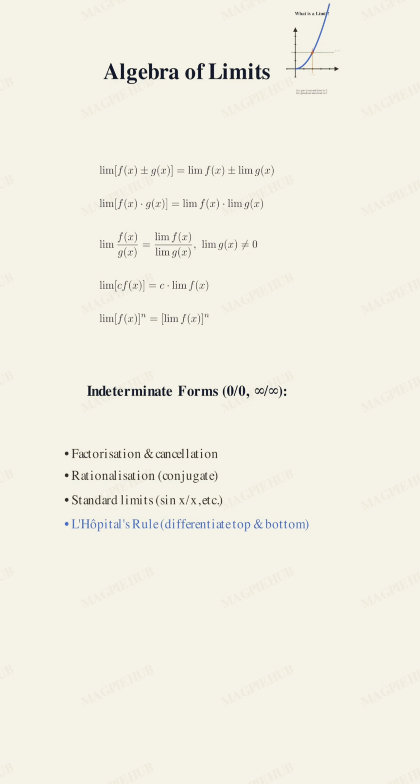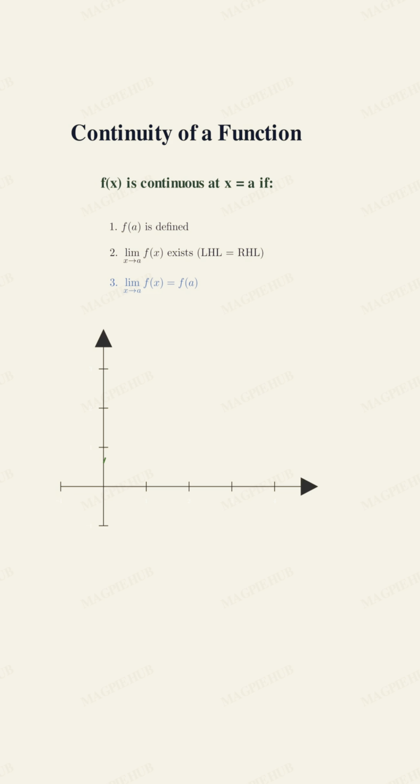Continuity. A function is continuous at x equals a if three conditions are met. First, f of a must be defined, no hole at the point. Second, the limit must exist, LHL equals RHL. Third and most important, the limit must equal the function value. Visually, a continuous function is one you can draw without lifting your pen from the paper. Watch the red dot trace the curve smoothly, no jumps, no breaks, no holes.